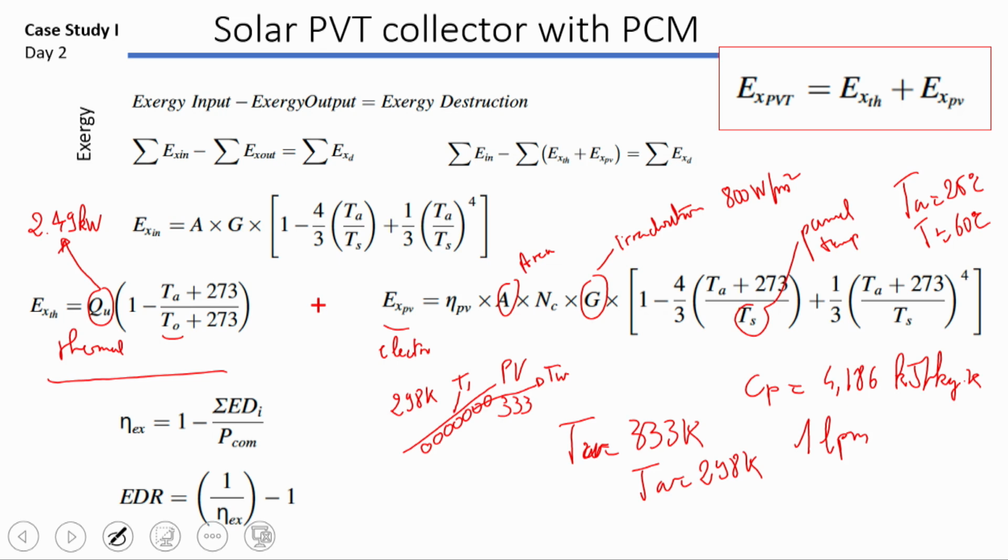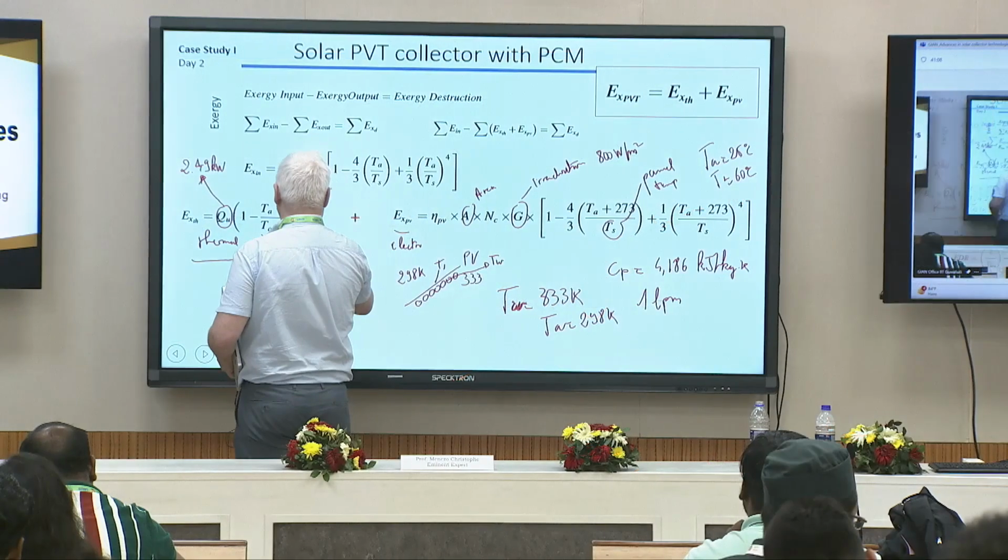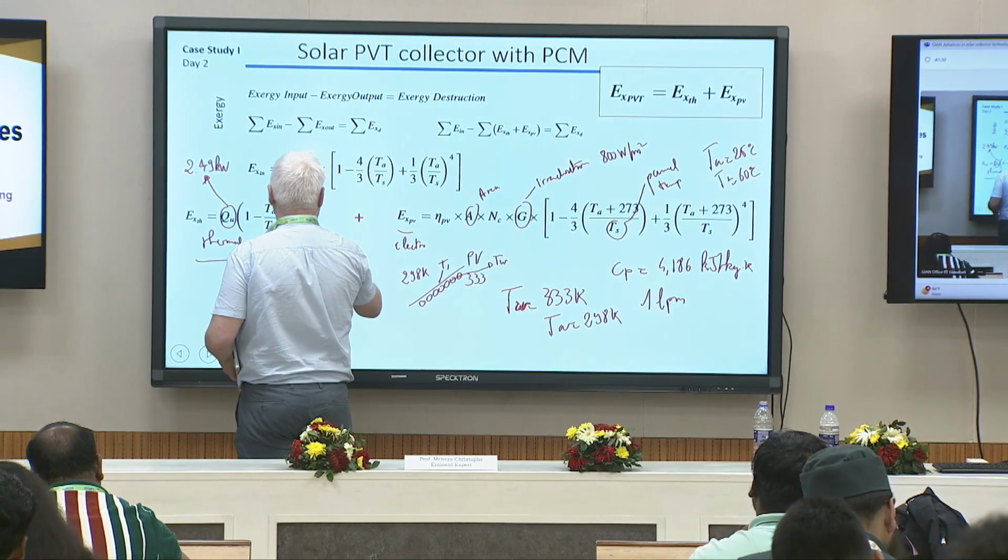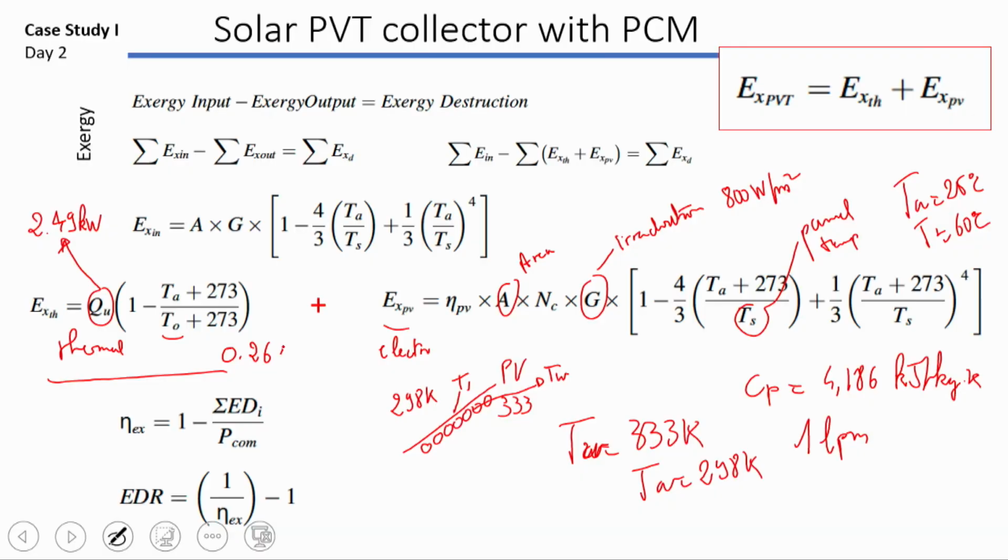I hope I will not make a mistake. I have to check. So, do you find the thermal around 0.26? 266. Here? So 0.2? 685. Okay. Yes, kilowatt.